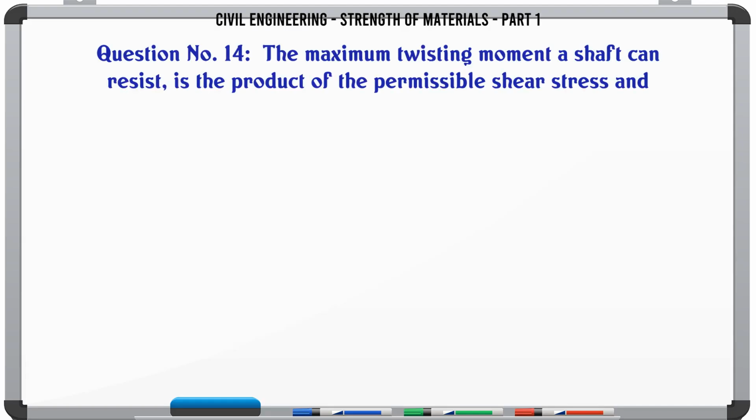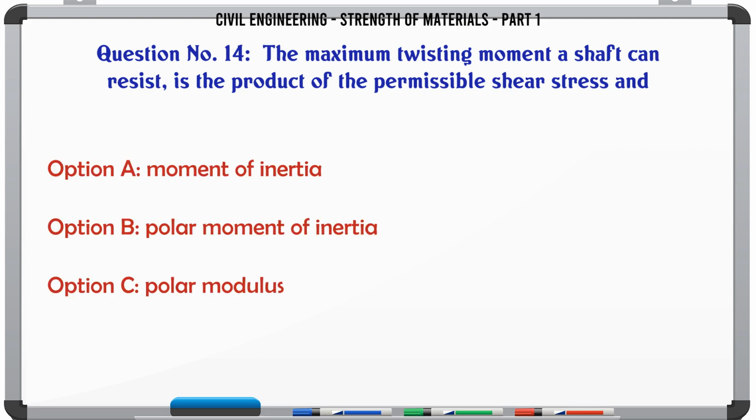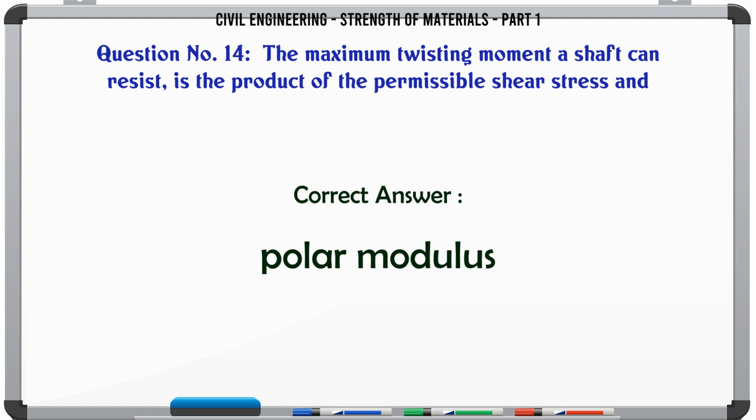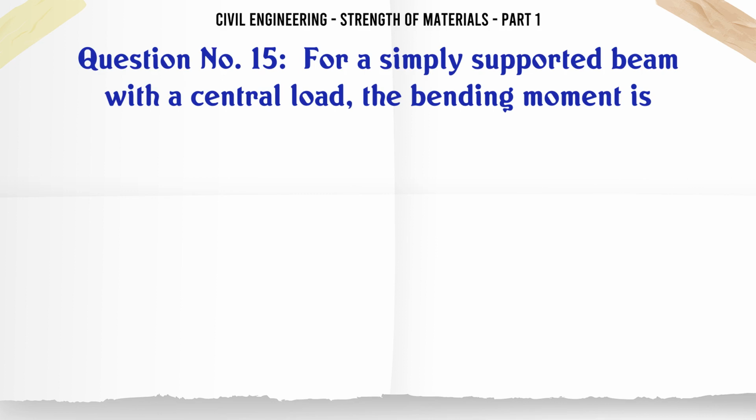The maximum twisting moment a shaft can resist is the product of the permissible shear stress and: (a) moment of inertia, (b) polar moment of inertia, (c) polar modulus, (d) modulus of rigidity. The correct answer is polar modulus.